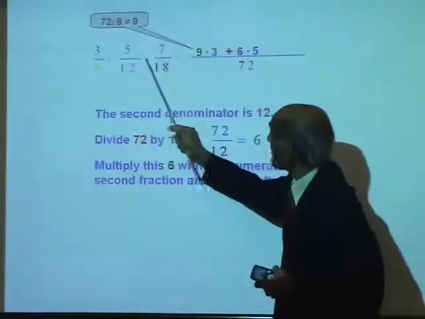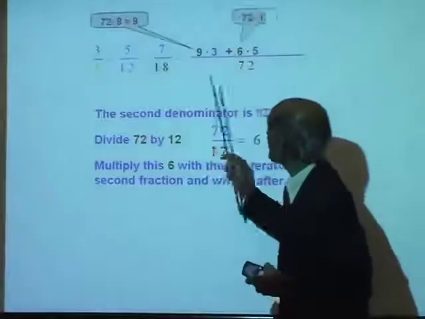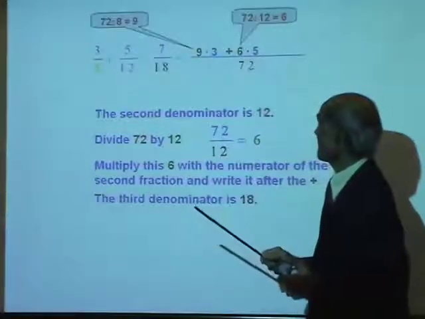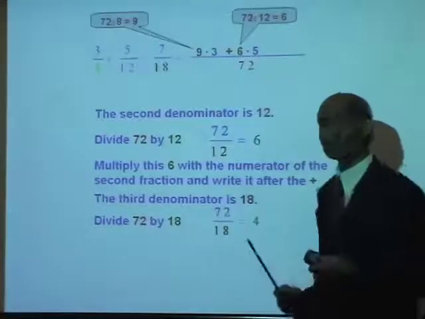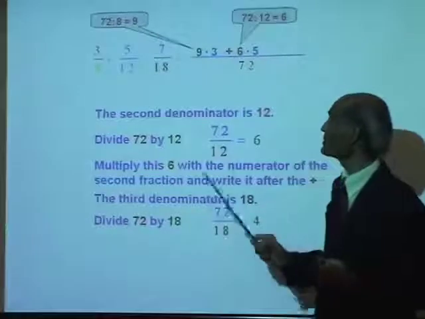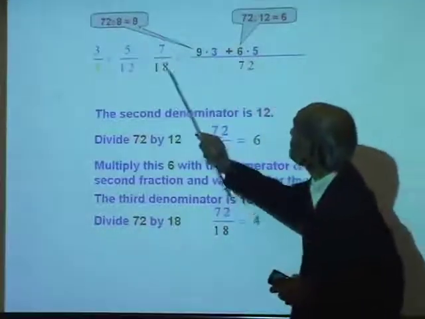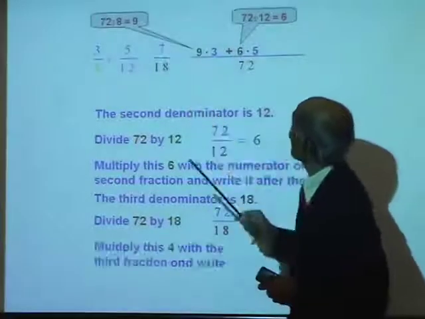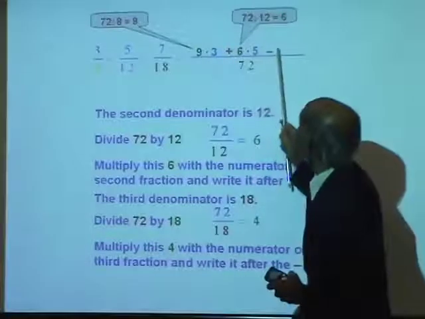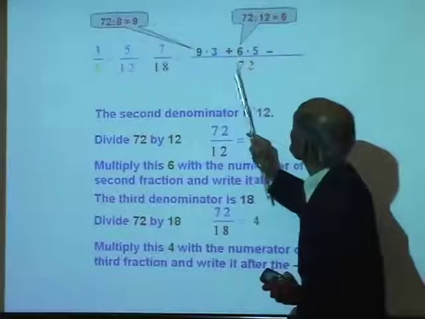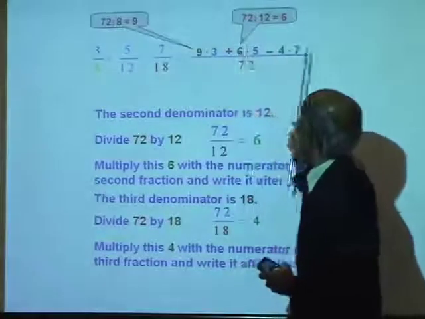Alright, next is a minus sign. So the sign coming there will be a minus sign. What is 72 divided by 18? Isn't it 4? 18 times 4 is 72. So 72 divided by 18 is 4. What do we do with that 4? Multiply with that 7. So you have that negative there. And what comes after the negative? 72 divided by 18 is 4. And 4 multiplied by 7.